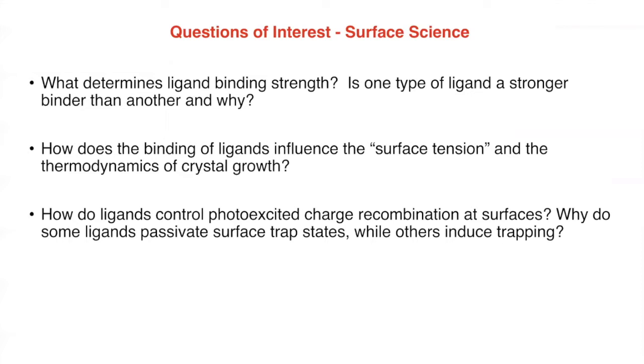Is one type of ligand stronger than another, and why? For transition metal chemistry or small molecule chemistry, this kind of stuff is well understood. Roughly speaking, it's an acid-base type of interaction. The stronger the donor, the better the binding. There are hard-soft matching principles to worry about, and of course, sterics.